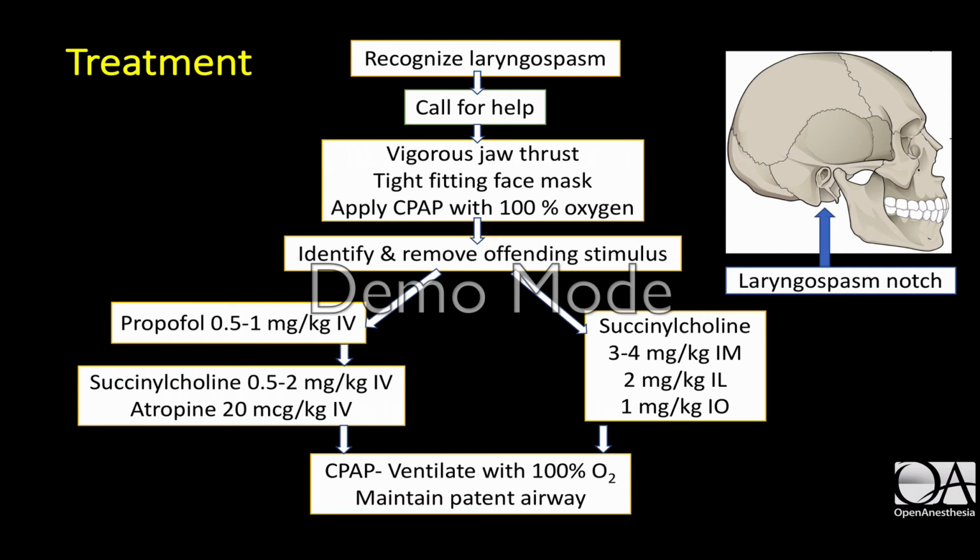Intralingual injection is essentially an IM injection into the body of the tongue, and the dose is 2 milligrams per kilo. The dosage for intraosseous administration is 1 milligram per kilo. If succinylcholine is contraindicated, IV or IM rocuronium may also be administered. After laryngospasm has been treated, positive pressure ventilation with CPAP must be maintained until the patient starts breathing spontaneously.